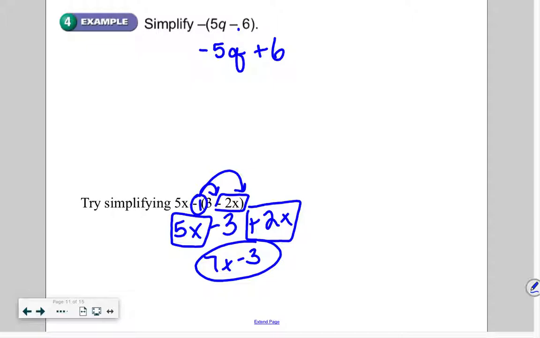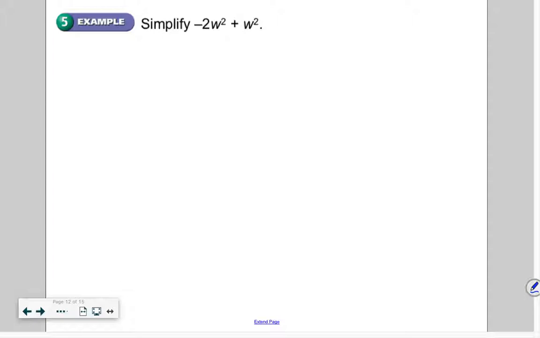Questions? Negative 2w squared plus w squared, are those like terms? Yep, they both have a w squared, right? So I really just have to ask myself, this has a 1 in front of it, what's a negative 2 plus a positive 1? Negative 1. So then I would say it's a negative w squared. You will not see an answer key that says negative 1w squared. It's simply going to say negative w squared.